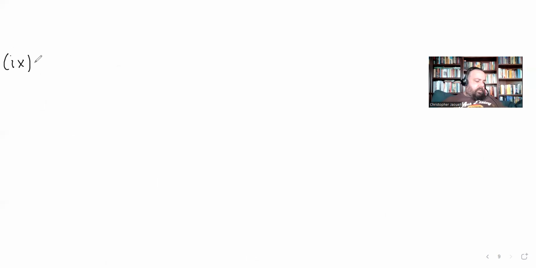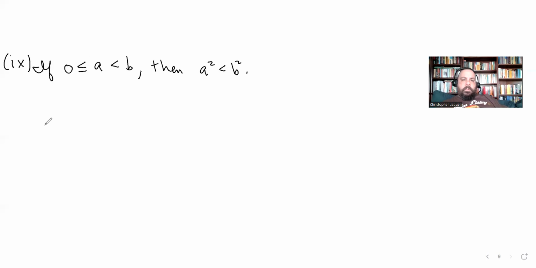Number 9 says if 0 less than or equal to A less than B, then A squared is less than B squared. Okay. Proof. This one actually follows directly from the one that we just did.